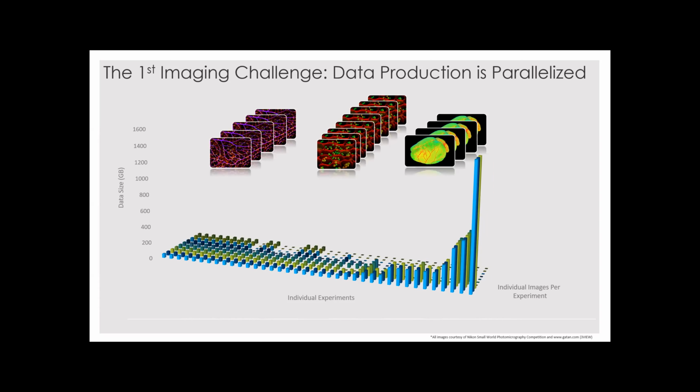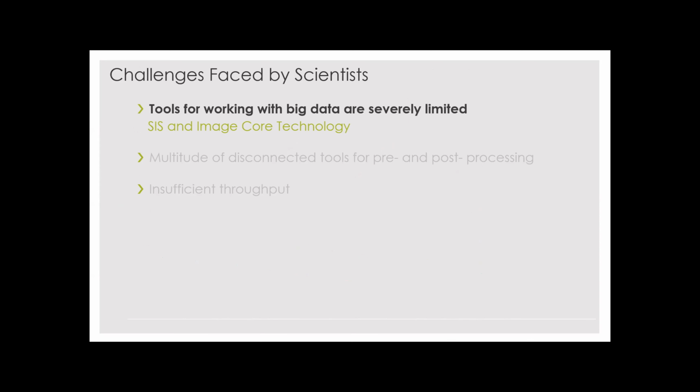The second is data production is also parallelized, meaning you are collecting more than one image at a time. You're collecting full experiments worth of images, and you're likely running multiple experiments at the same time and leveraging multiple microscopes. So we not only have a data size issue, but also a data quantity challenge. And our solution to this challenge of working with big data in an effective way is how we really came into the imaging science space.